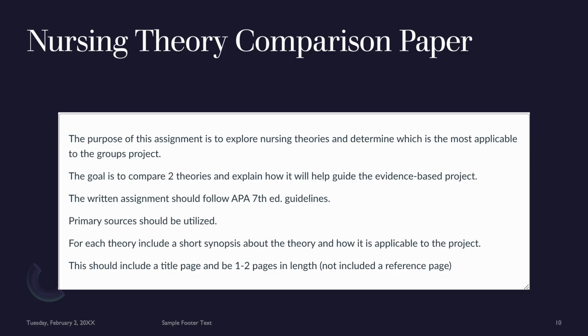I'll go to the next page. You're going to write a paper for me for next week. This is the nursing theory comparison paper, and these are the directions. The purpose of this assignment is to explore nursing theories and determine which is the most applicable to the group's project. The goal is to compare two theories and explain how they will help guide your evidence-based project. Theories are not new to you. So pick two theories that you think can serve as a conceptual model for your project.